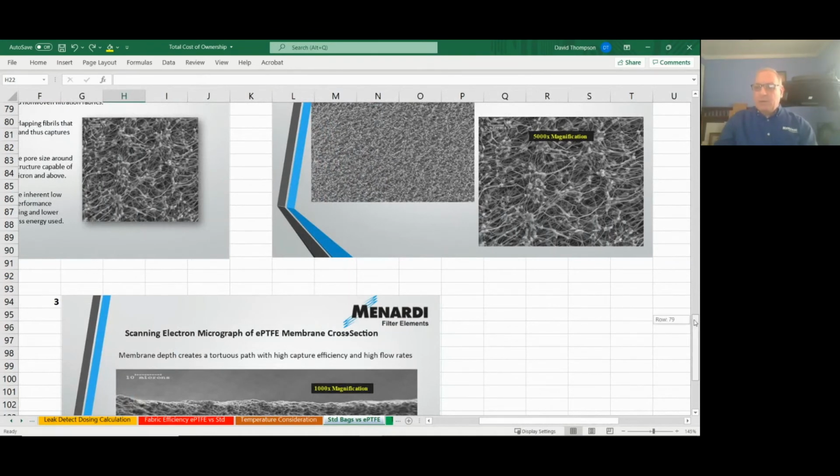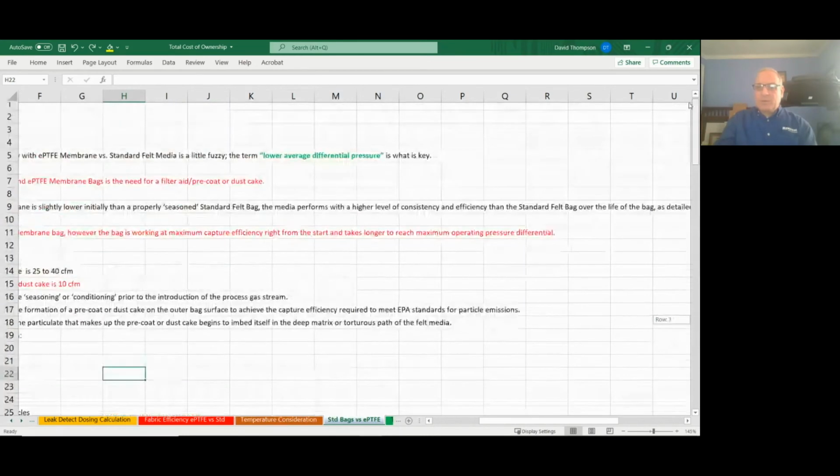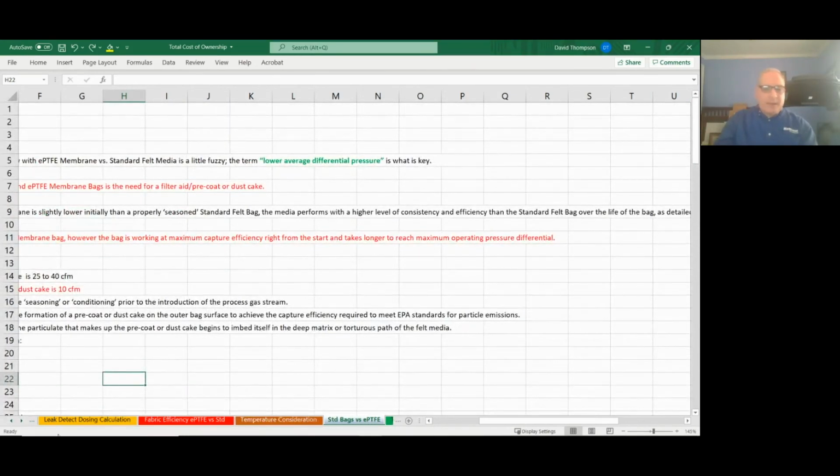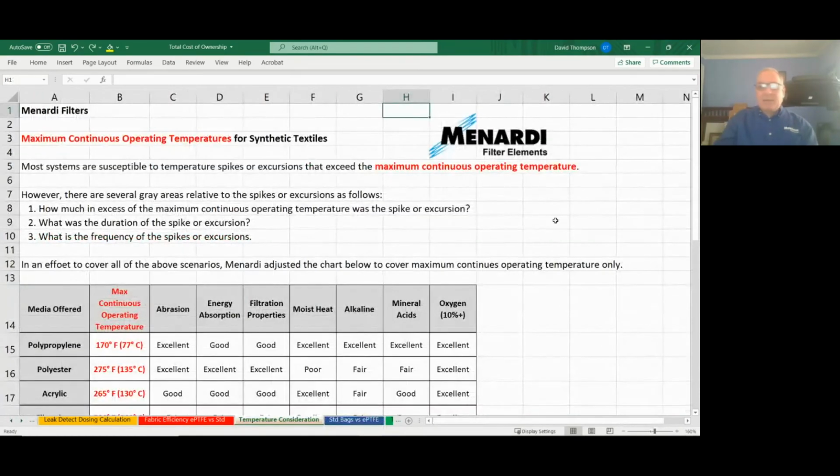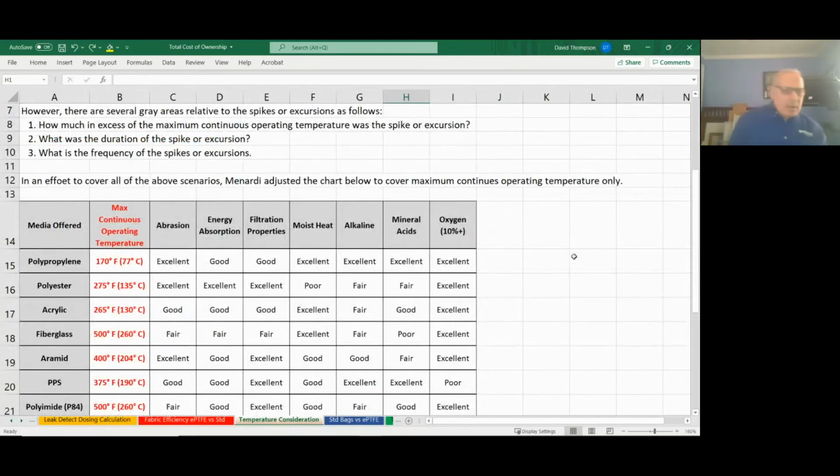Of course, you always, as I said, leak check these systems, whether it's a standard bag or a PTFE bag. So another consideration in baghouse and making bags last is temperature. Typically we have customers come to us and say, gee, we're having excursions, we're having temperature problems, and we're getting an excursion on a polyester bag. We're looking at a bag that operates somewhere around 275, 280 efficiently. And they'll say, well, we have excursions up to 325, up to 350. Well, what's the excursion? Well, sometimes they last minutes, sometimes they last 10 minutes, and then the temperature will go.